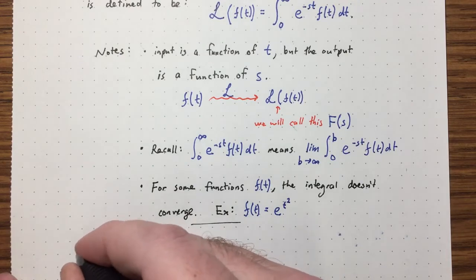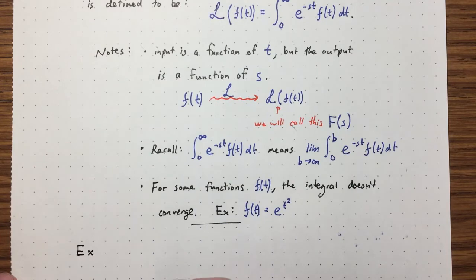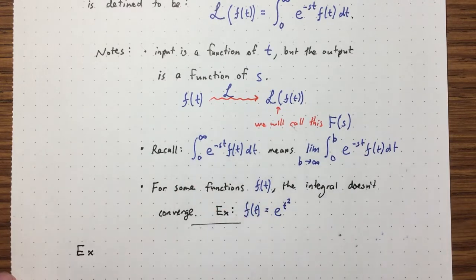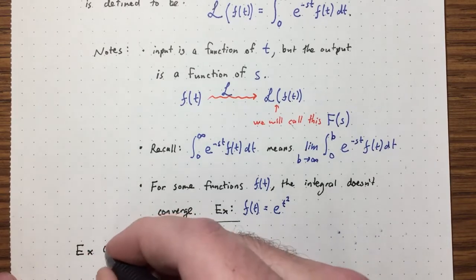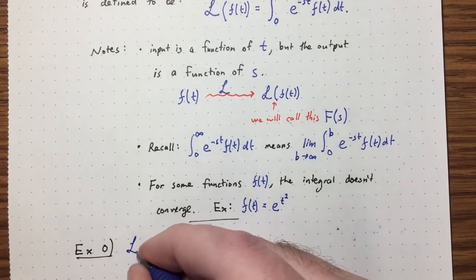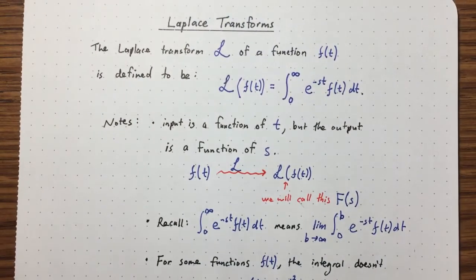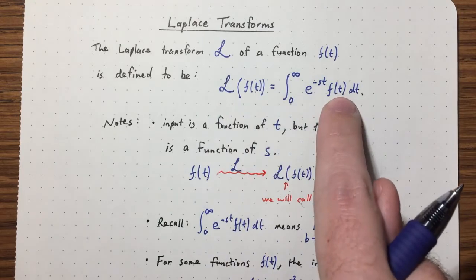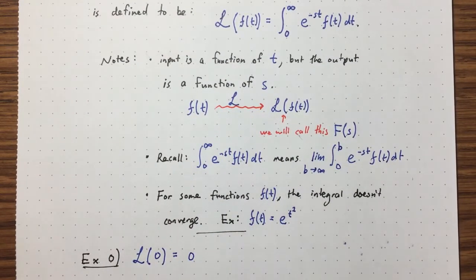So first example, let's do L of 1. Or actually, no, let's do L of 0. We'll call this example 0. L of 0, what is that? Plug in 0 for f of t. You're just integrating 0 from 0 to infinity, so that's 0. Okay. Now let's do example 1.